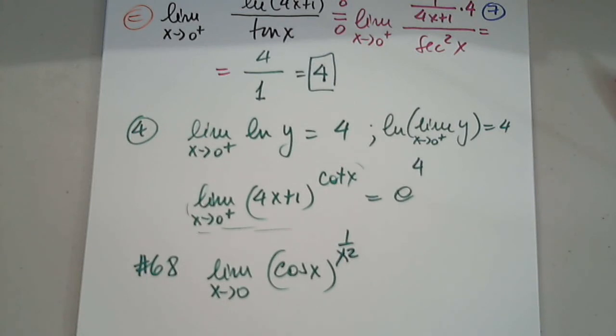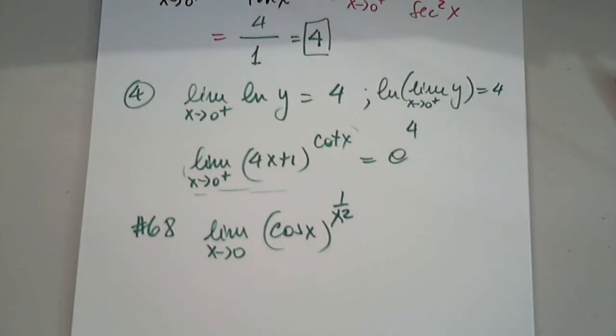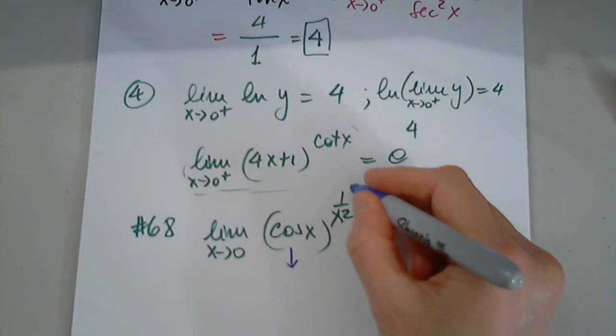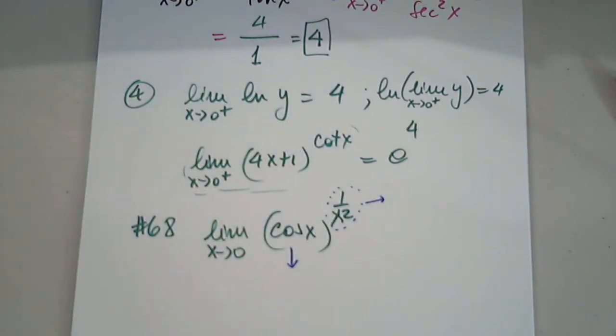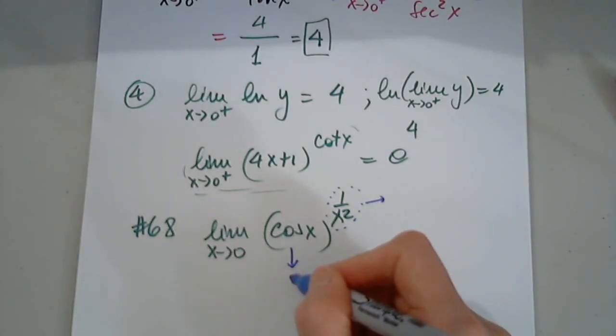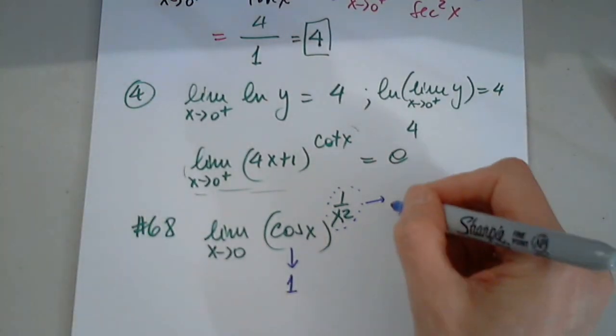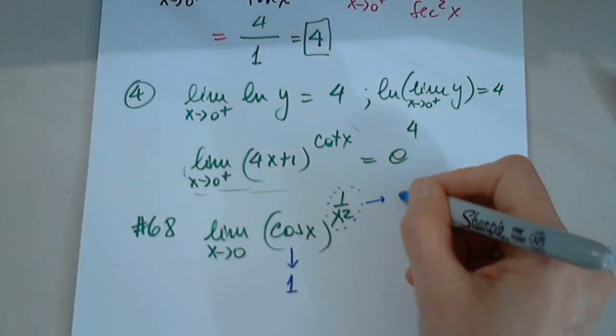How do we start? What is the first step? Plug it in. Yes, we have to. Good. So let's see, where does this go and where does this go? To identify one of the 7 indeterminate cases or none. Cosine goes to 1 and then 1 over x squared, is that positive?